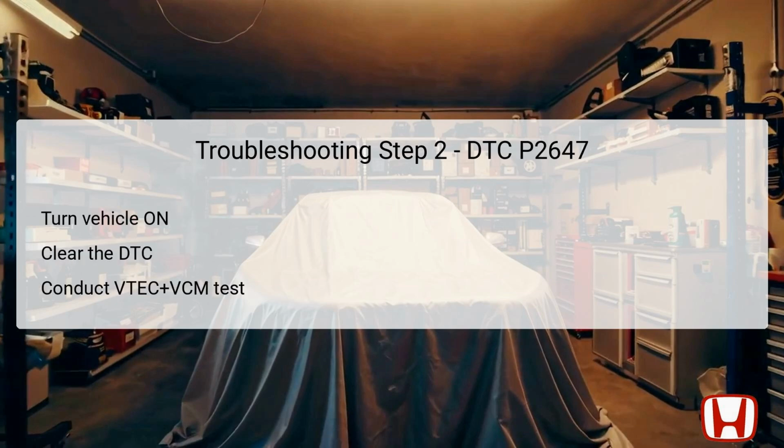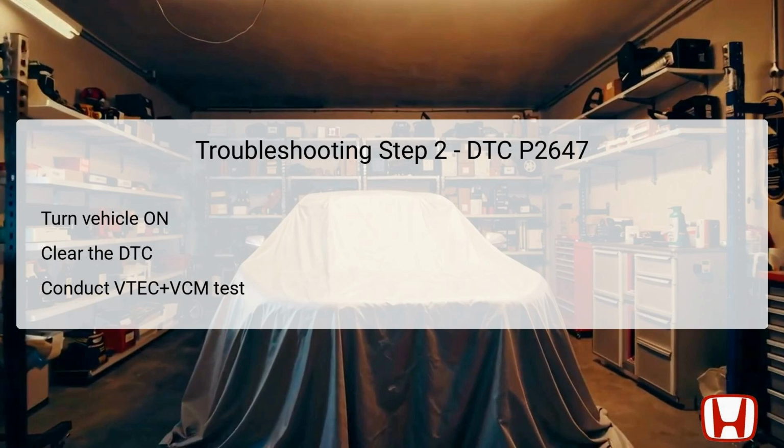In the second troubleshooting step, you will turn the vehicle to on mode and clear the diagnostic trouble code, DTC, using the Honda Diagnostic System, HDS. This process is crucial for resetting the system and preparing it for further testing. Next, select the VTEC VCM test from the inspection menu on the HDS, followed by the VEB VTEC test.